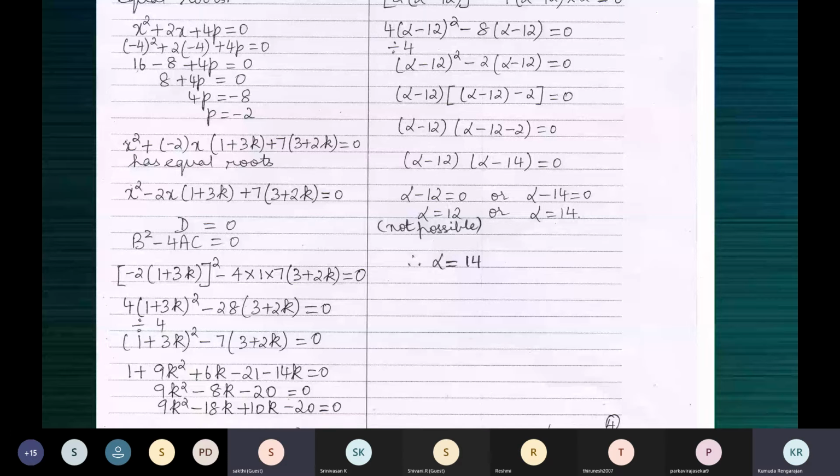First I multiplied that minus 2 with 1 plus 3k, so I got minus 2 minus 12k. After that I have squared and I got 1 plus 42k plus 36k squared minus 21 plus 14k. You're not getting this equation, is it? Yes, no.